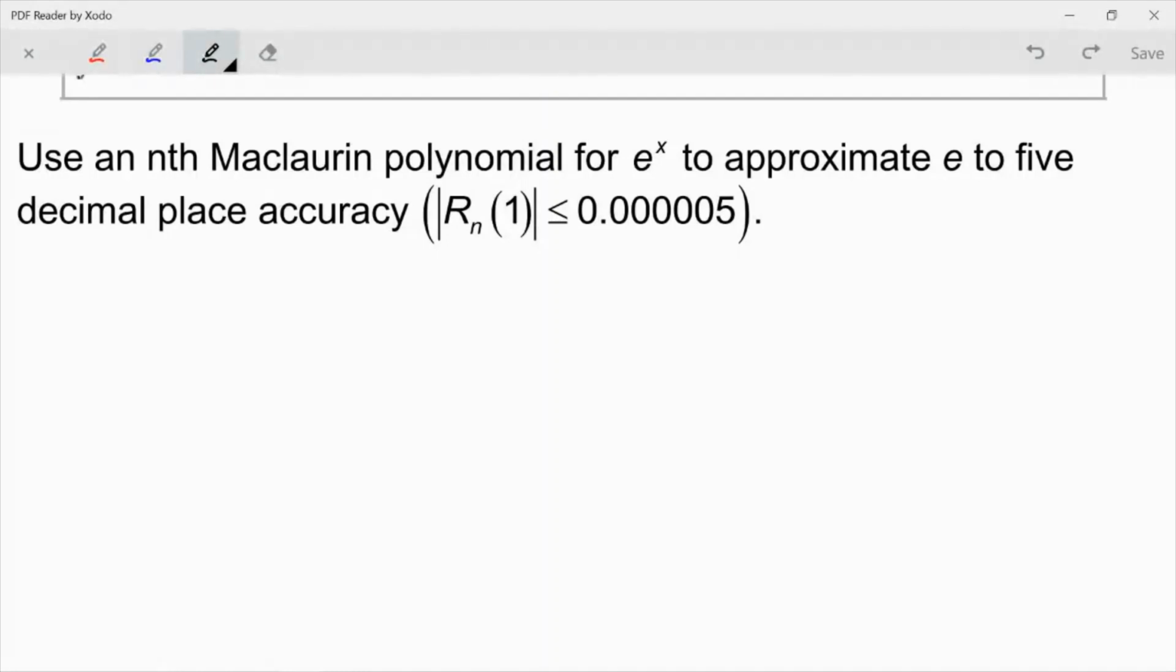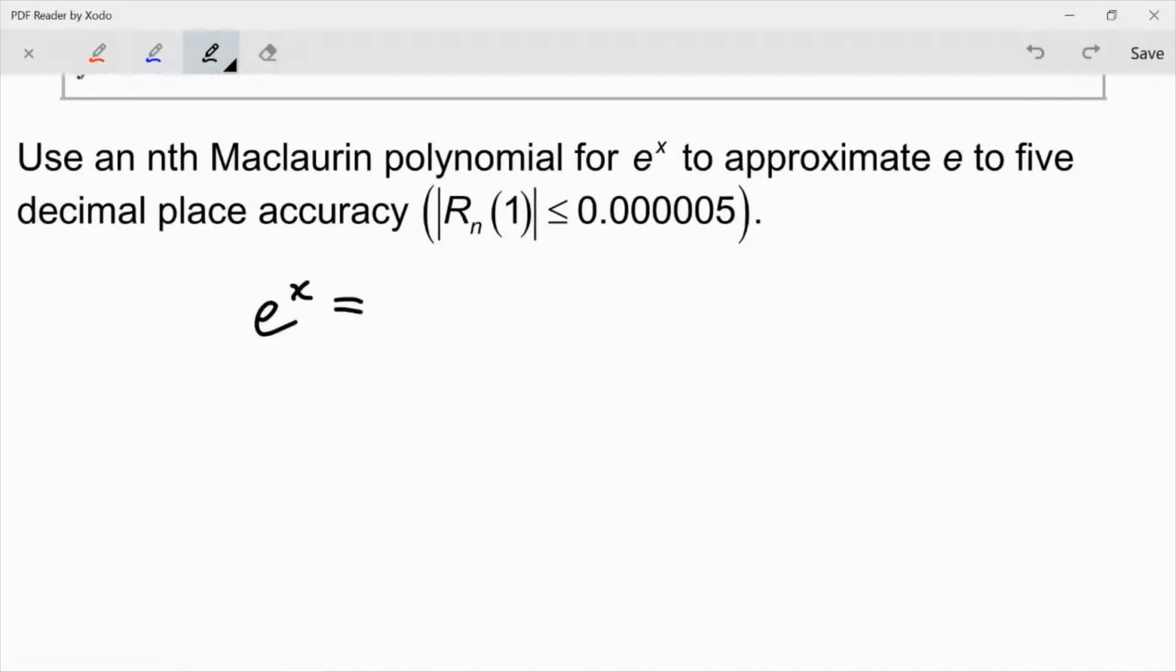So we're using the polynomial for e to the x to approximate e to 5 decimal place accuracy. So we want the remainder after n terms when we evaluate e to the first power. That's why this is a 1. E to the first power would be e. We want it out to 5 decimal place accuracy. So notice there's 1, 2, 3, 4, 5 decimal places, and then we have a 5 here to account for rounding.